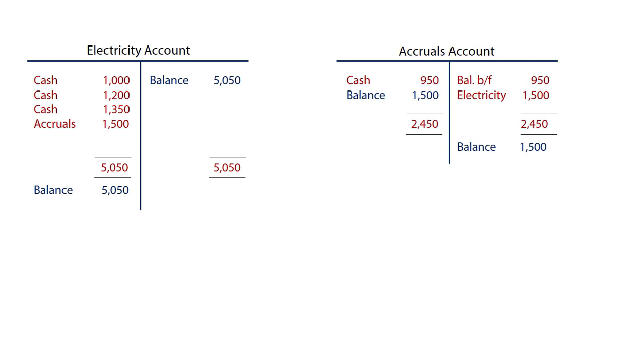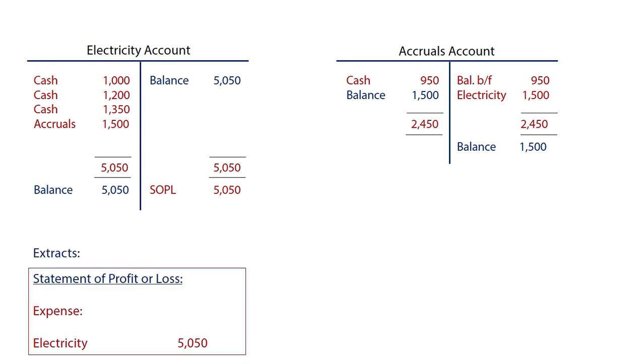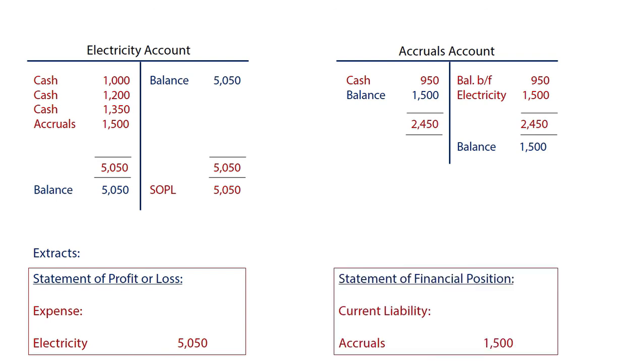We have to close off the account. So closing off the electricity account, we'll have to credit the electricity account with an amount of 5,050. Then we come to the statement of profit or loss, open up a section for expense and put electricity there with its figure. We come to the statement of financial position, create a column for current liabilities, put the accruals there, and put the amount of $1,500 there. So this accrual will also be moved into the next period to be captured when the payment is made.